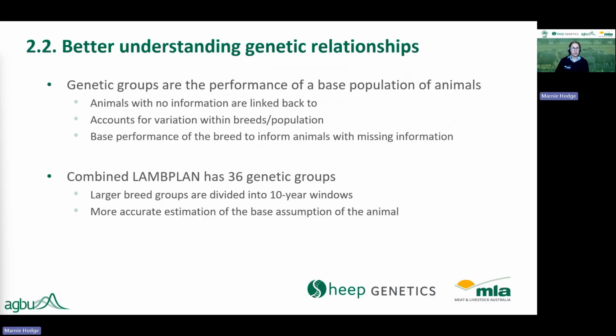So it's important to think about genetic groups as having a more accurate estimation of the base assumptions of an animal, which inform animals that don't have information or are missing pedigree or something like that. So updating the genetic groups in combined LAMBPLAN enables us to more accurately estimate the breeding values of those animals that don't have information provided.